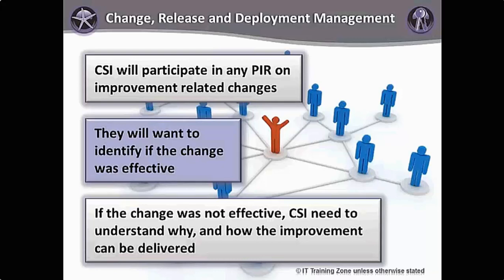This is to identify if the change actually improved the service or if there are still some issues. If a change, once implemented, fails to improve the service as desired, then continual service improvement will need to look at why this happened. They can then reassess how the improvement can actually be delivered.